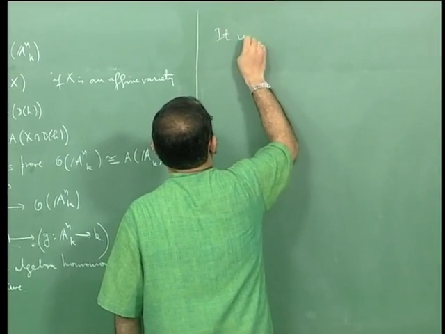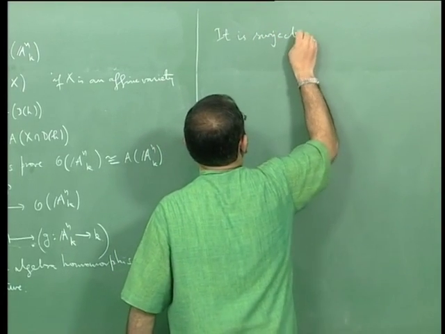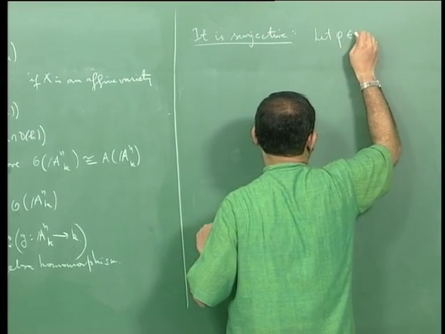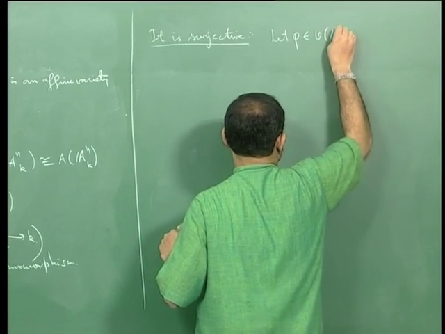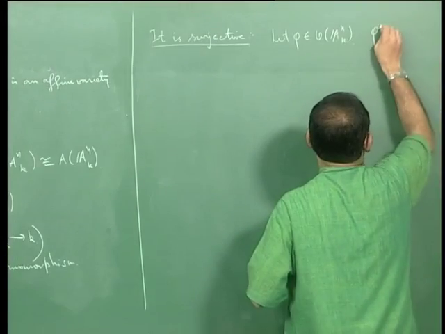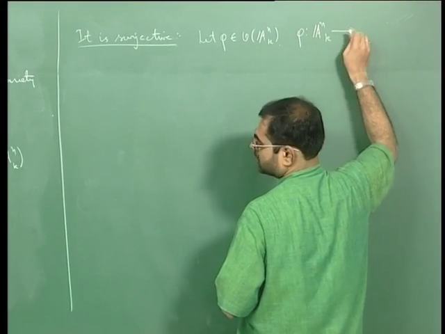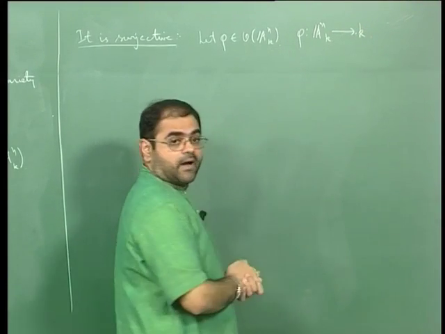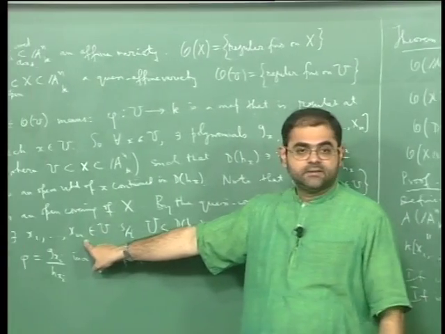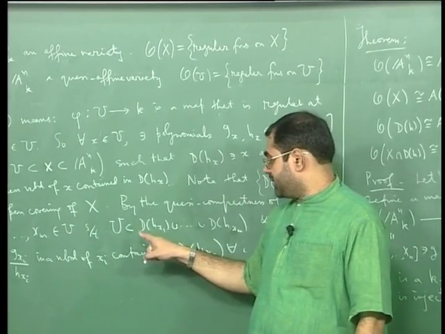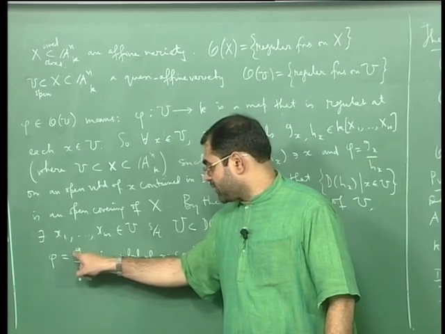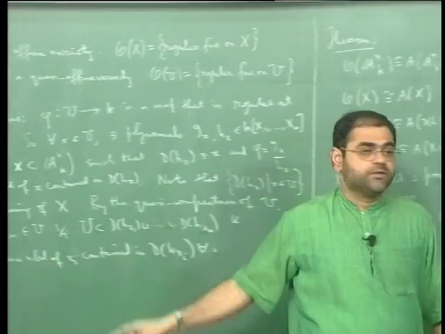It is surjective. So what I'll do is start with a regular function phi. Take a regular function, so phi is a map from A^n to k, and by our definition of what a regular function is, there exist finitely many points such that the union is the whole affine space, and such that phi is a quotient of polynomials in this sense. Let me write that down.